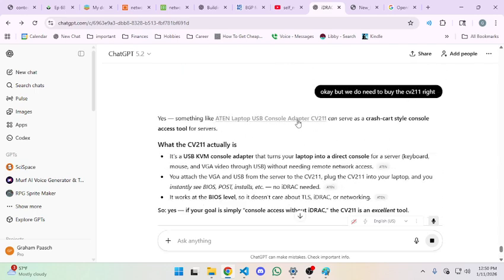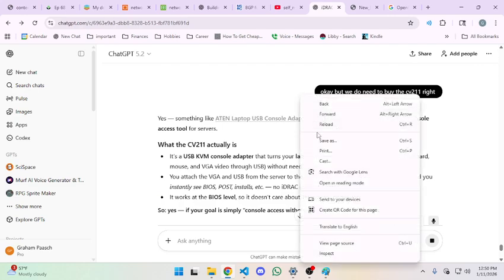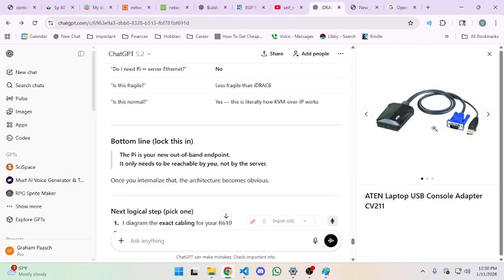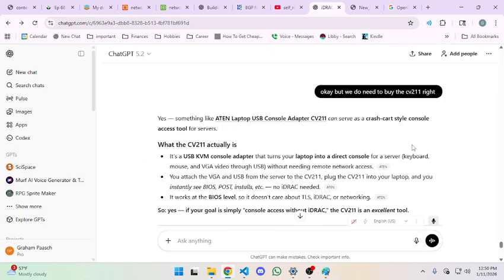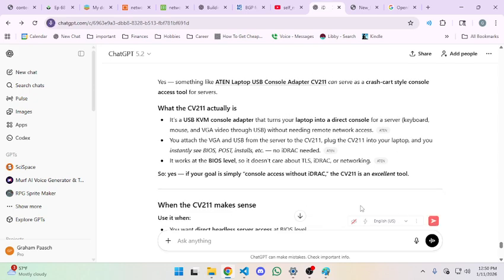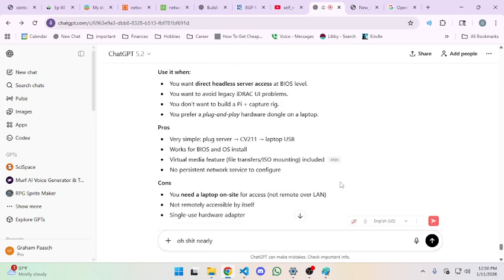Yeah. Oh shit. $300? Oh shit, nearly $300? That's crazy.